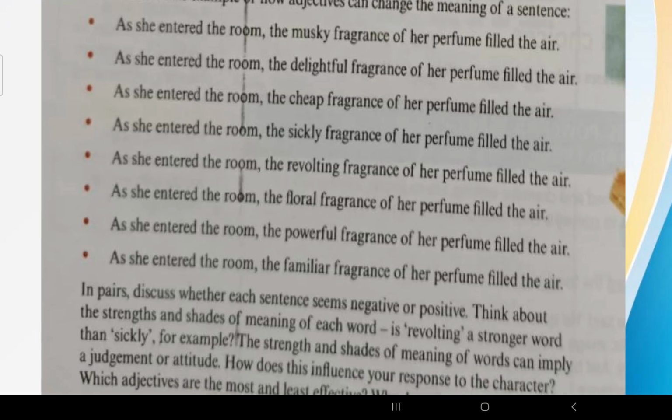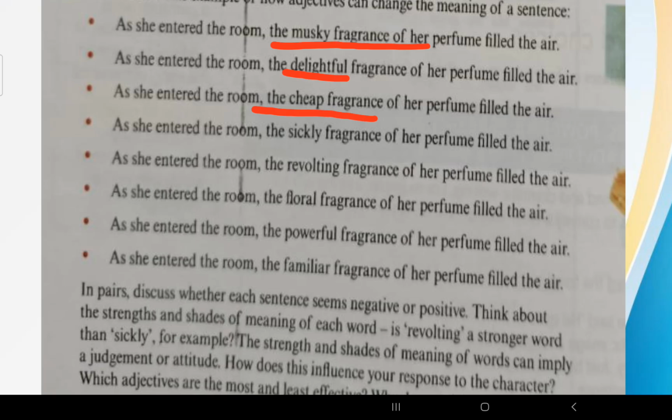Then we have the last one here. As she entered the room, the musky fragrance of her perfume filled the air. The musky fragrance. As she entered the room, now all these were delightful. I'll go for another. As she entered the room, the cheap fragrance. When we have the word musky or the word delightful, we get positive feelings about that character. When we have this word cheap here, this gives a negative vibe regarding that character.